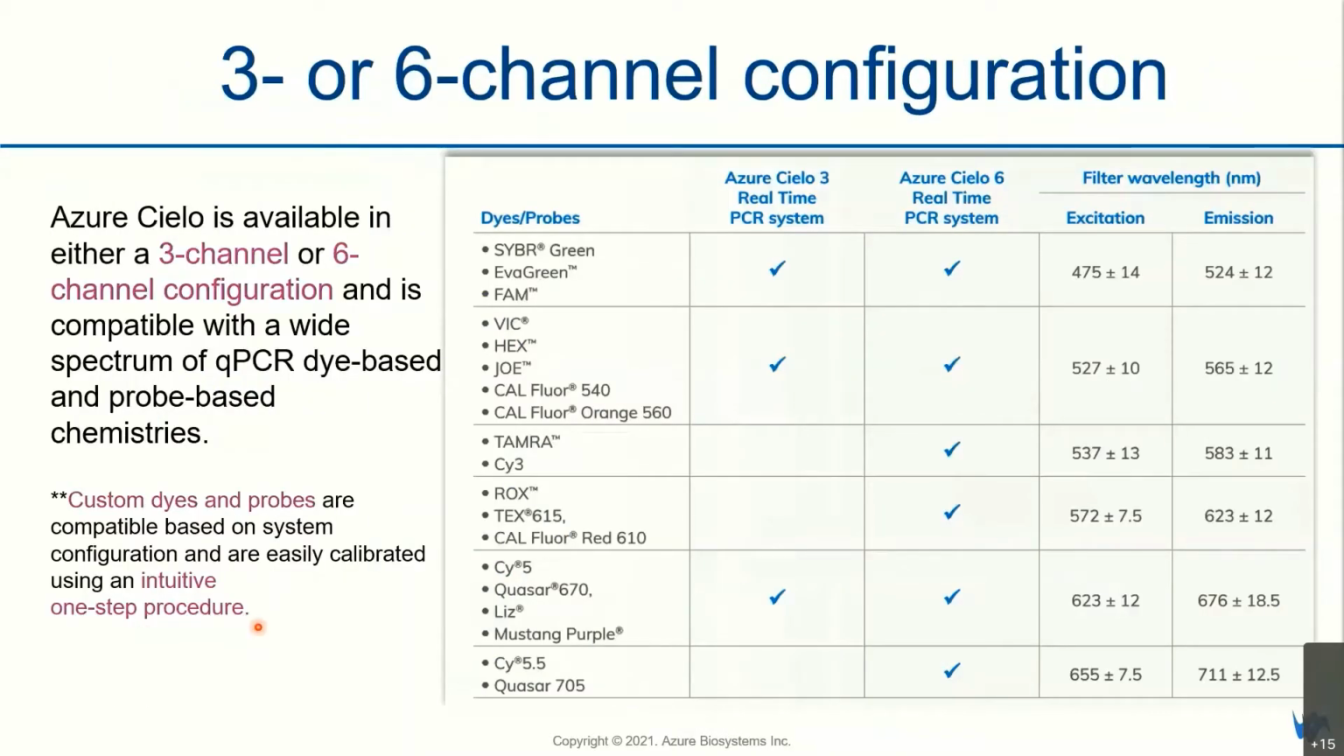We have 2 configurations, 3 and 6 channels, 2 different models, which are compatible with a wide spectrum of qPCR dyes. The machines are calibrated to all these dyes, so they are optimized in terms of performance, sensitivity, and background noise. And in case you have custom dyes and probes, as long as they are compatible with the excitation and emission wavelengths, they can be easily calibrated into the machine using an intuitive one-step procedure.